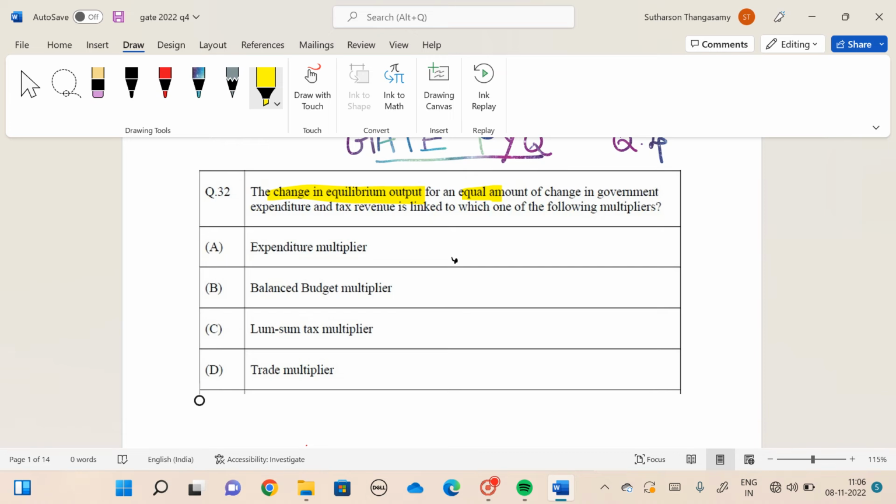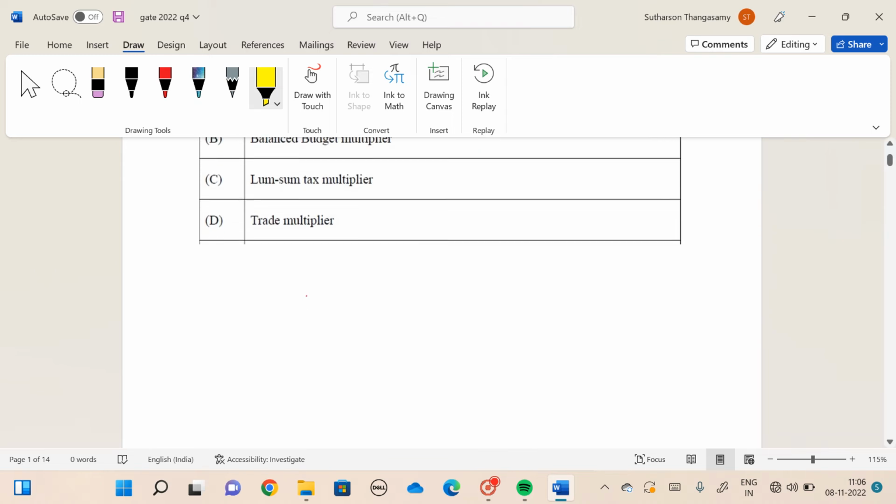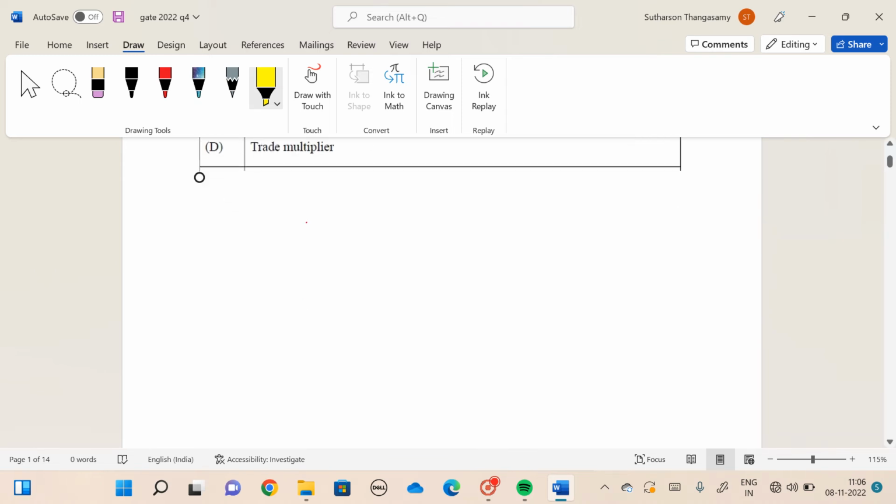So from the question, it is pretty much clear that the question is entirely dependent on the concept of multiplier. If we know this concept very well, it is a very simple question to answer. So in this video, I'll first cover the concept of multiplier. Through that, we'll try to answer this question. So let me start with the concept of multiplier.